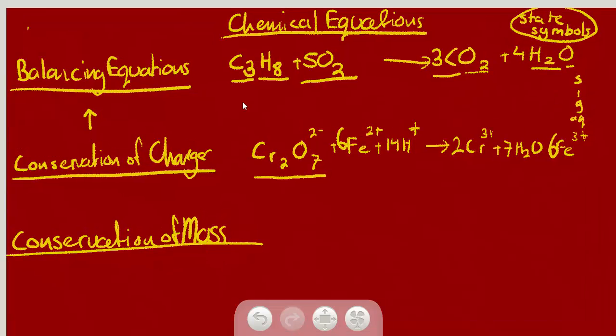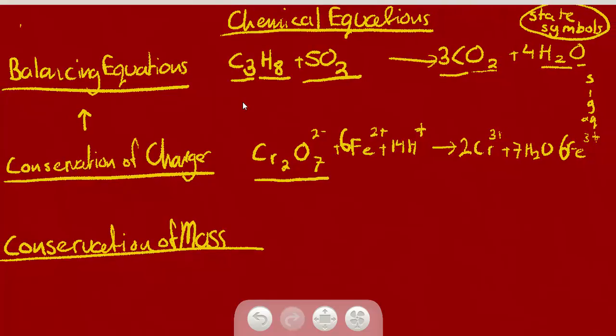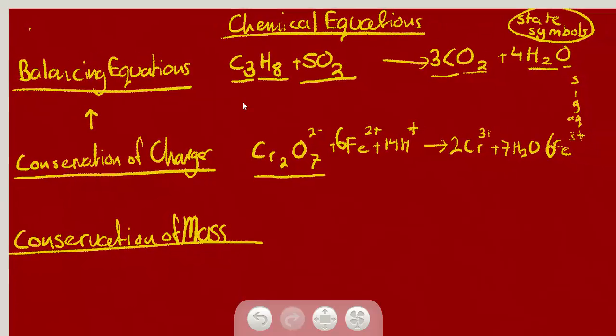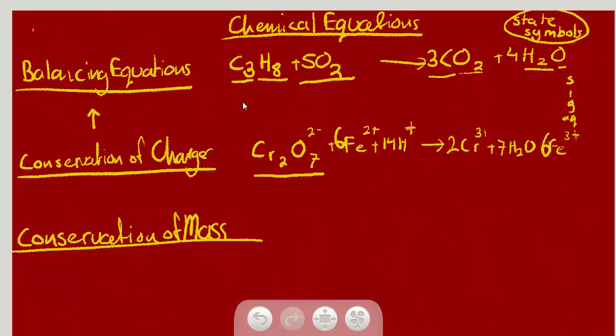And lastly, there's also conservation of mass. So for example, Fe plus, I'll include state symbols for this, Fe plus S solid would give FeS. So that's iron sulfide.